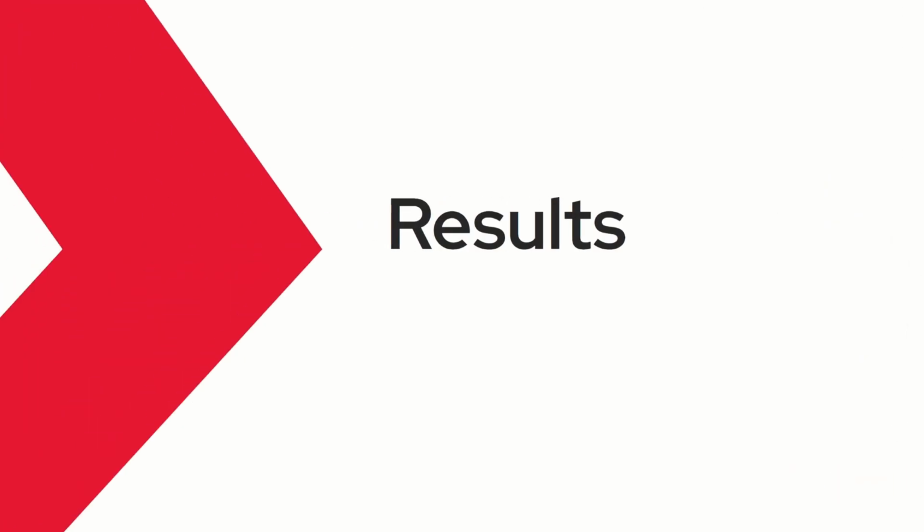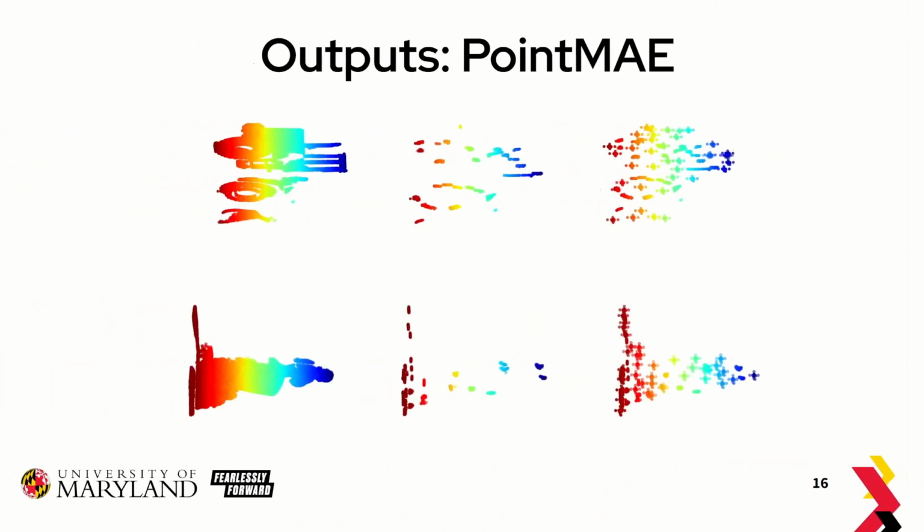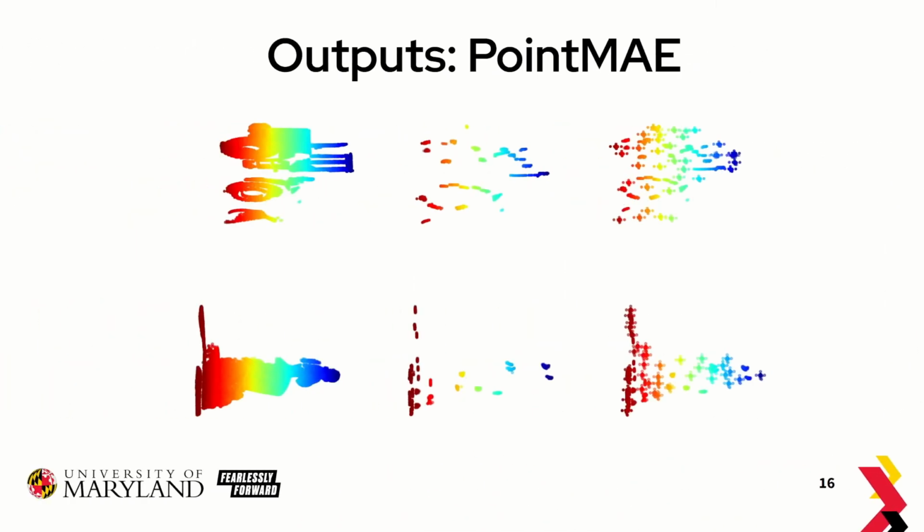Moving on to the results, we can talk about the Chamfer loss. That's our metric for dealing with the similarity of point clouds. So we have a ground truth point cloud set, and we use the Chamfer loss between these point sets to figure out the similarity between them. Moving on, to talk about the outputs, this is our baseline. This is what we're competing against.